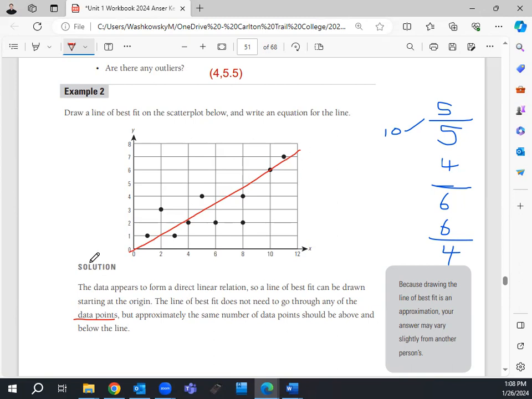So if I did something like this with a ruler or a pencil, or even a very lightly shaded line, I could say I have 1, 2, 3, 4 points above, I have 1 point on the line, and I have 1, 2, 3, 4, 5 below. This line probably would work. Again, I'm just trying to get a general mix here. So this line here probably would work.